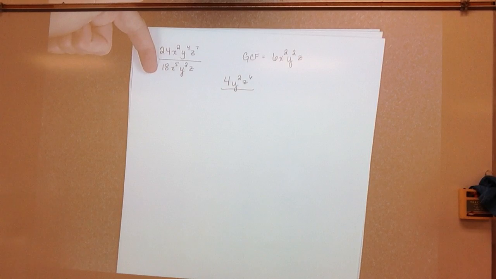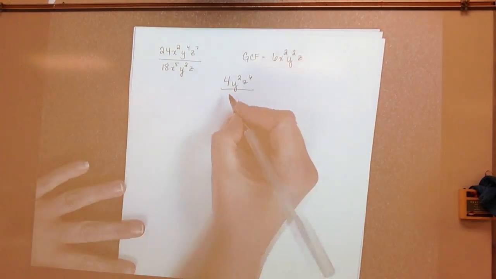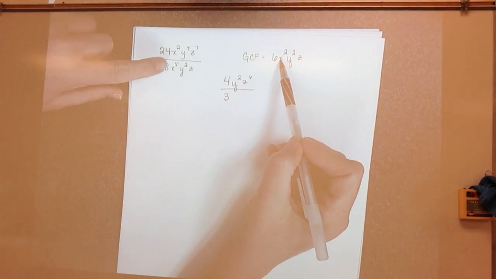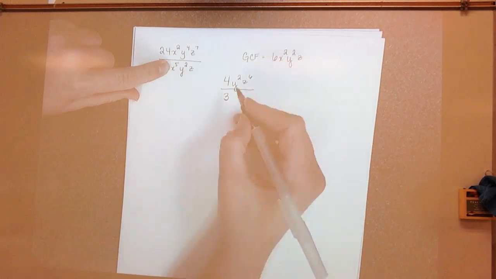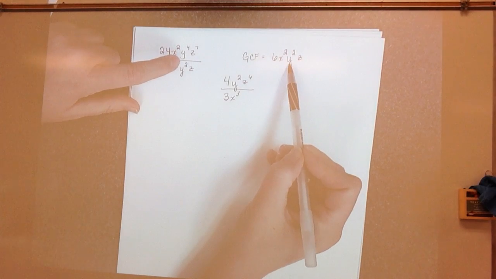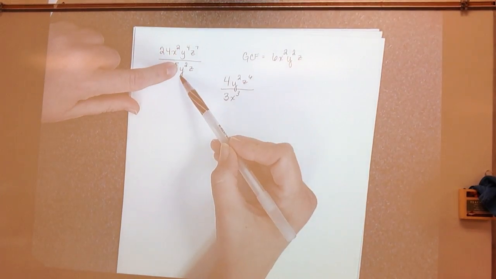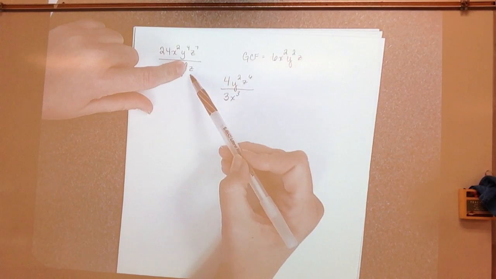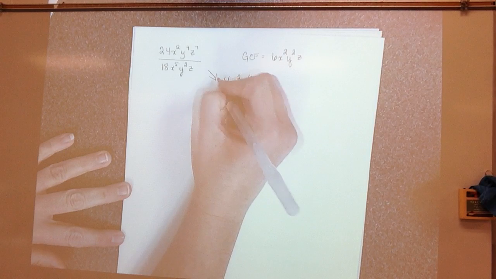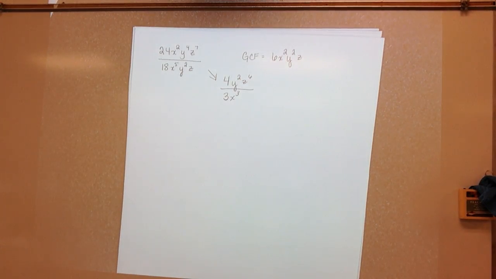Let's do the same thing down here. 6 goes into 18. So 18 divided by 6 is 3. I have x to the 5th. I'm going to take 2 of those away. So I'm left with x cubed. Y squared, I'm taking y squared away from it. There's nothing left. I'm taking z away from z. There's nothing left. So this is my fraction in lowest terms. I cannot go any further down.